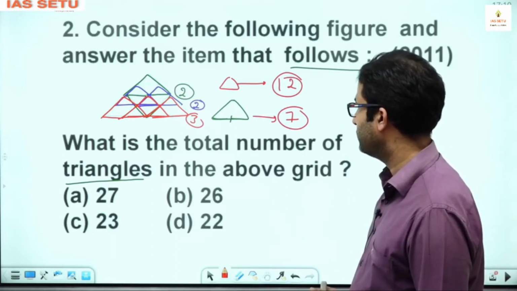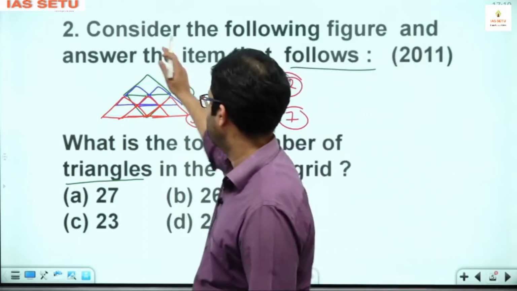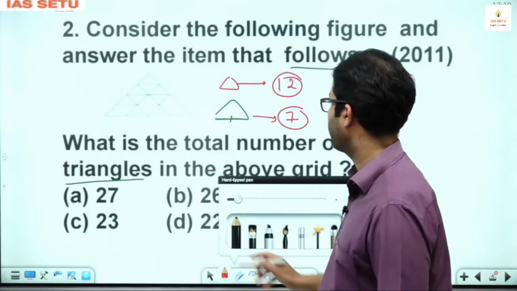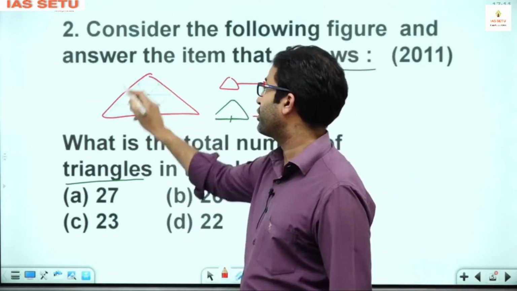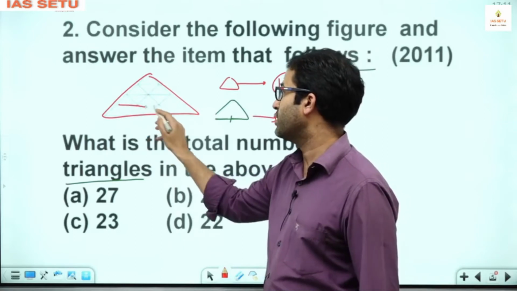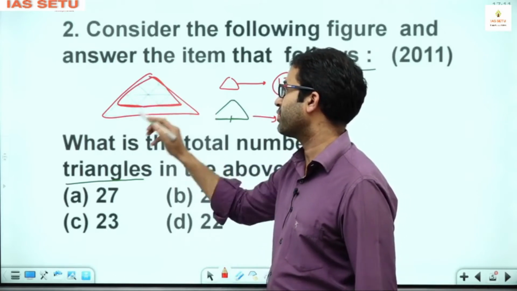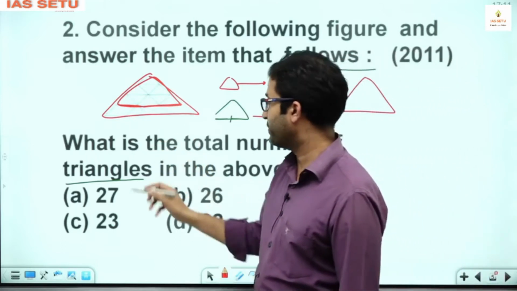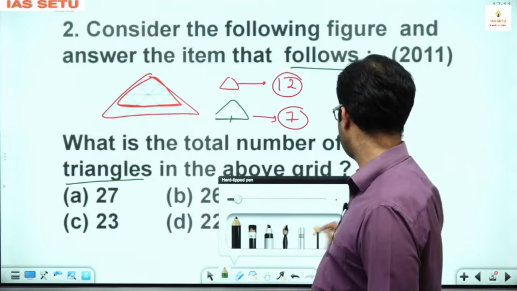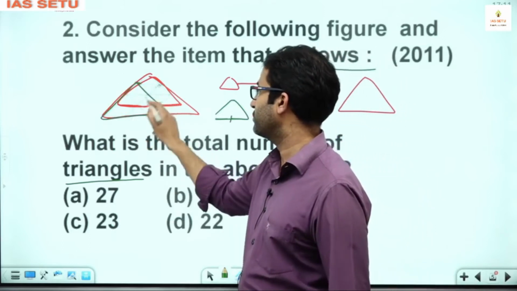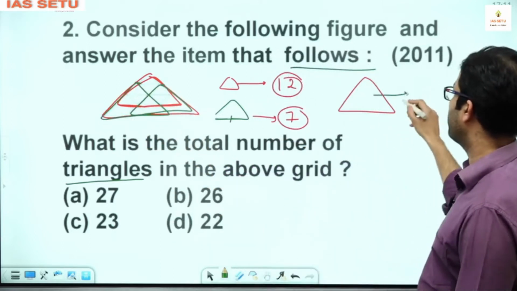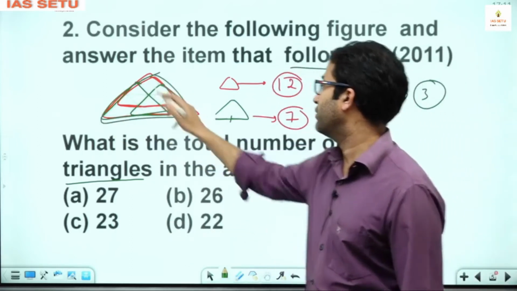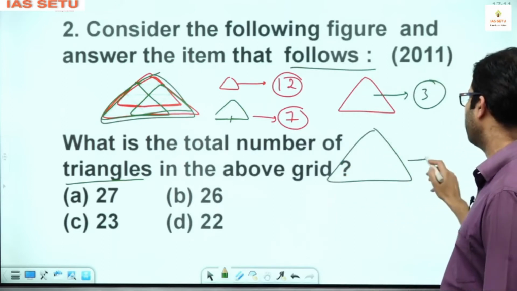Next is triple base. Triple base here is 1, 2, 3. So we have triple base here like this. This size triangle, triple base. But don't miss, here also we have a triple base triangle. This is triple base. This is triple base. So we have 3 triple base triangles. Don't miss the largest triangle. We have 1 here, largest triangle 1.